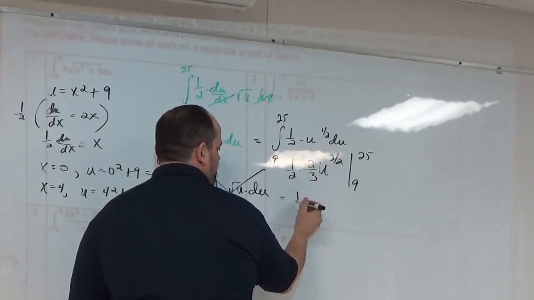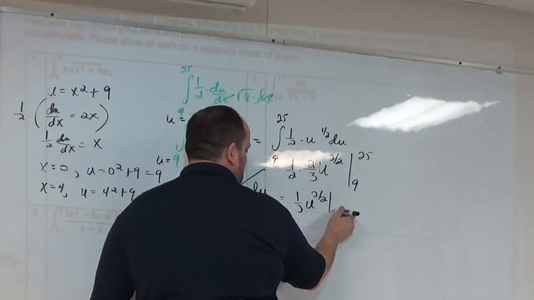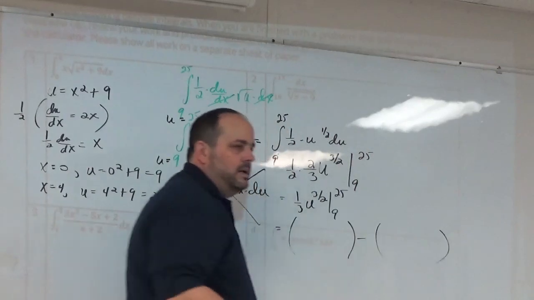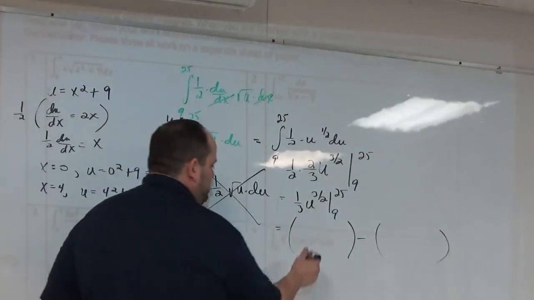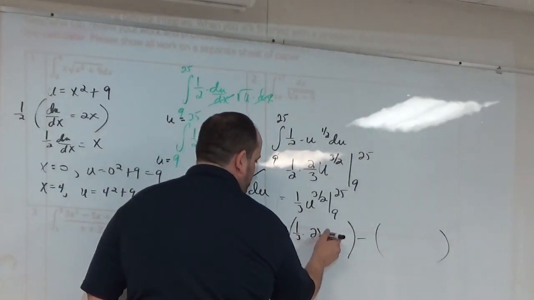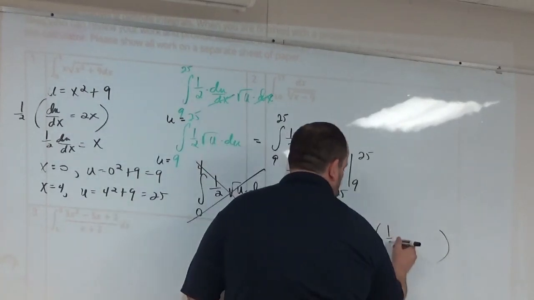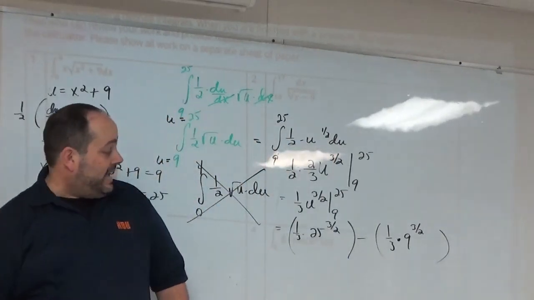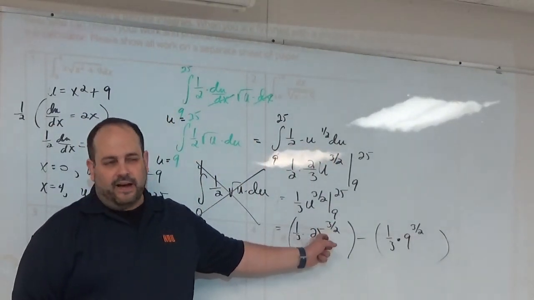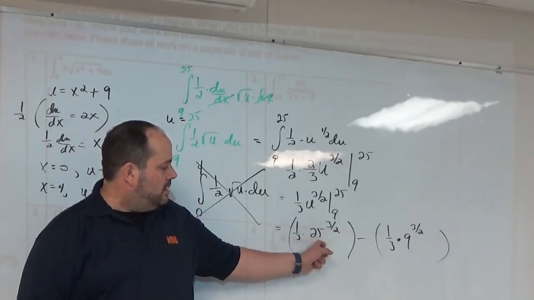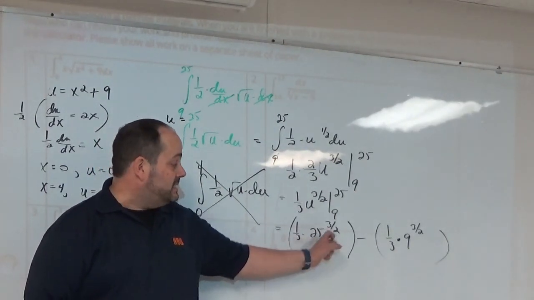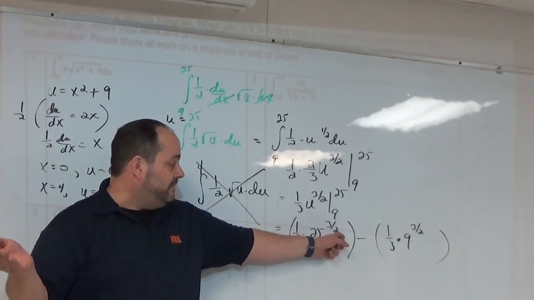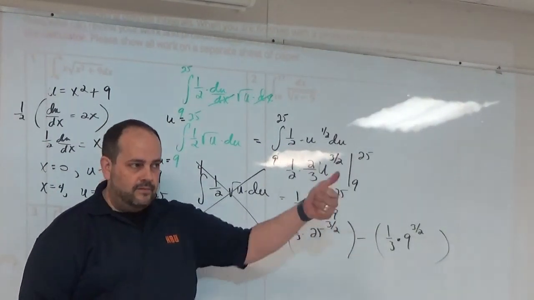You can multiply these together if you want to. I know I'm going to do this part fast, but I think we're making a lot of progress here. Big parentheses minus big parentheses. 1/3 of 25 to the 3/2 minus 1/3 of 9 to the 3/2. 25 to the 3/2 means square root first. Square root of 25, everybody knows, 5. Raise it to the 3rd power.